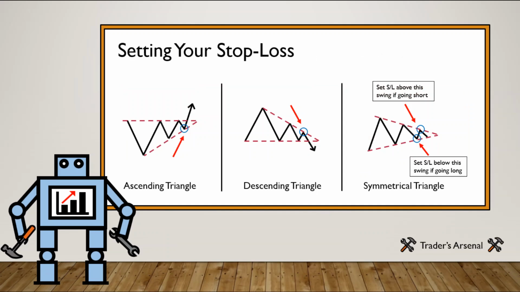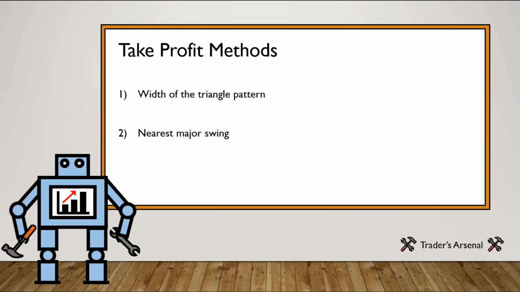As for your stop loss, you can set it a distance above or below the highlighted swings. When setting your take profit targets, you can either choose to use the width of the triangle pattern or the nearest major swing. Of course, there are many ways for you to set your take profit targets depending on your style of trading. The methods listed here are just a guidance for you to get started. You should always explore all options to find a method which suits you most and stick with it.